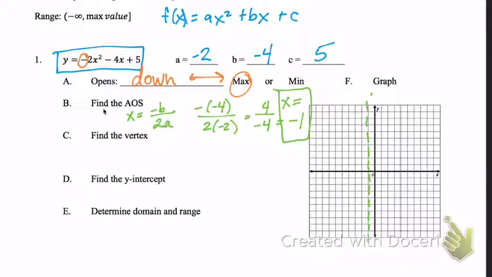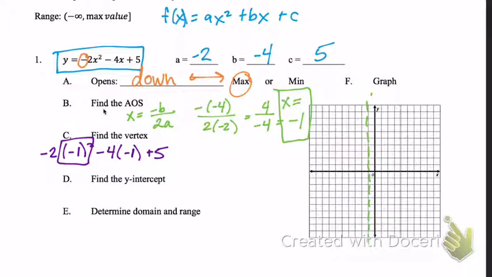To find your vertex, you're going to take your axis of symmetry, your negative 1, and plug it back into the original formula. A vertex is always an ordered pair. So I'm going to plug in, when x equals negative 1, what is my y value? Negative 2 times negative 1 squared, minus 4 times negative 1, plus 5. Make sure that when you're doing this, you put your value in parentheses, because whenever you take this negative 1 squared, it's going to end up becoming a positive 1.